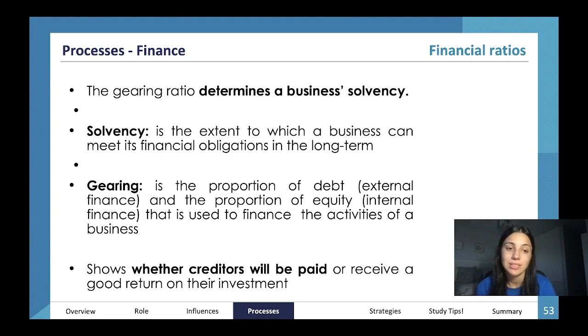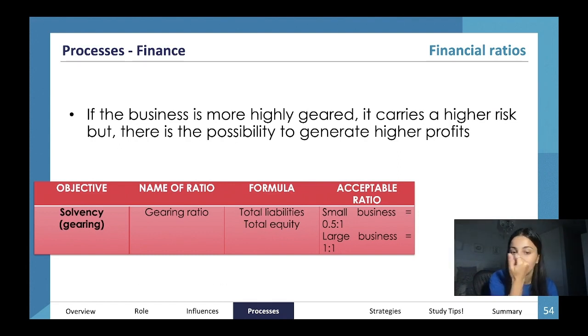So solvency, like we said, it's how they can meet their long-term financial obligations, and creditors specifically look at the gearing ratio to decide if they should invest or not. And that just shows them whether or not they're going to receive a good return on their investment. So that's where you do the total liabilities divided by total equity to find the gearing ratio, and that really shows and reflects the objective of solvency.